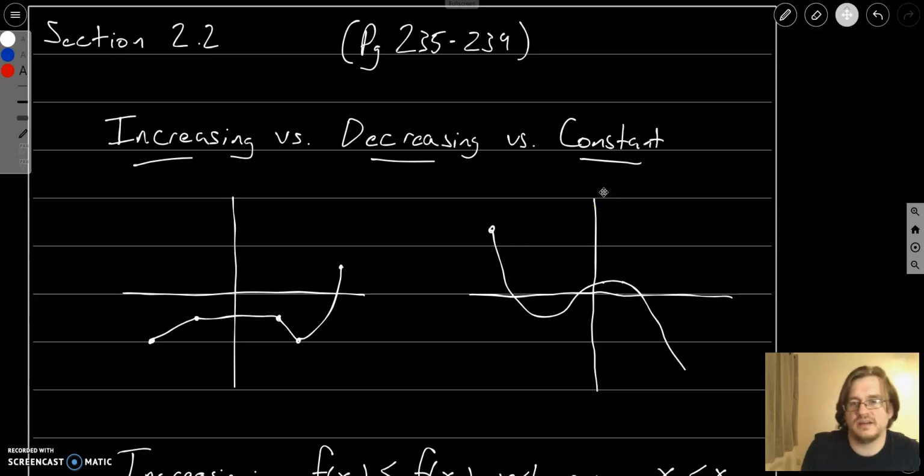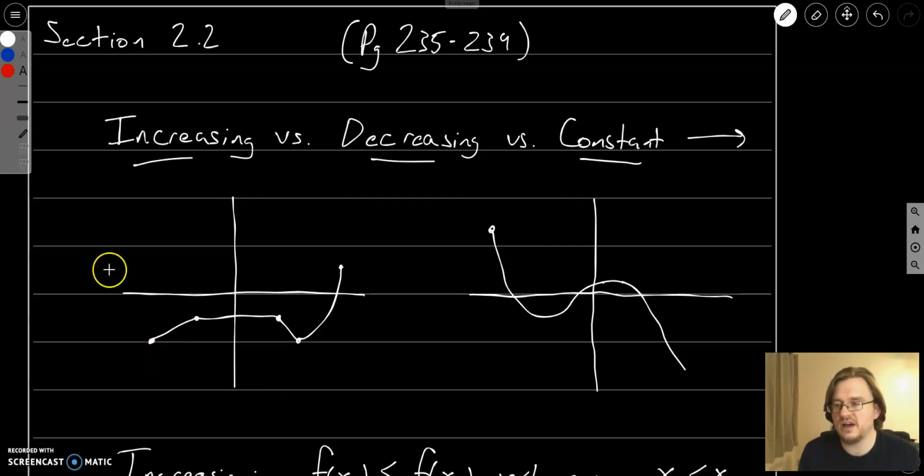Hello and welcome back. In this video we'll start section 2.2, which is all about shapes of graphs. We'll first look at graphs that are increasing, decreasing, and constant on intervals. So when we look at graphs, we're going to try to read them from left to right when we're looking at increasing versus decreasing versus constant intervals.